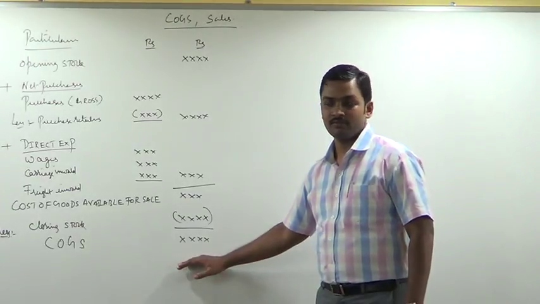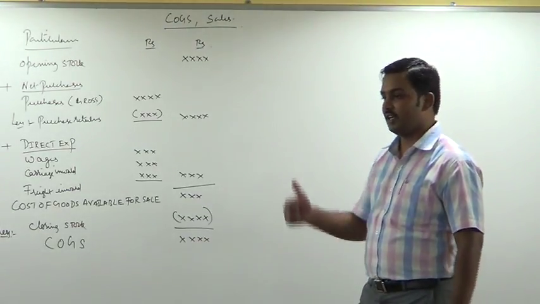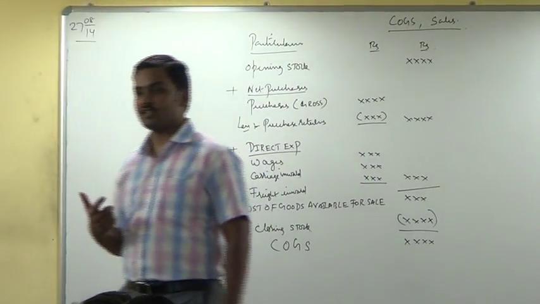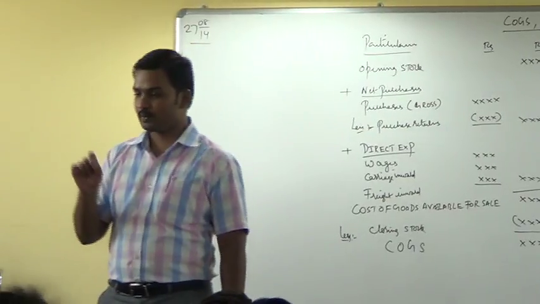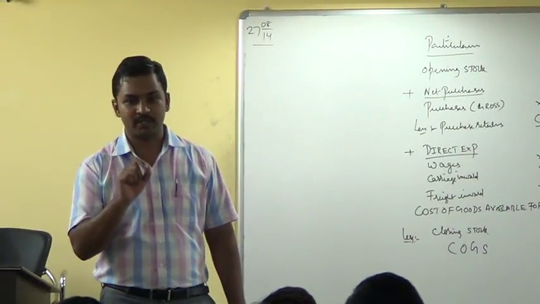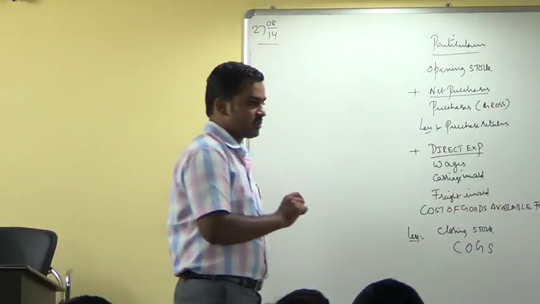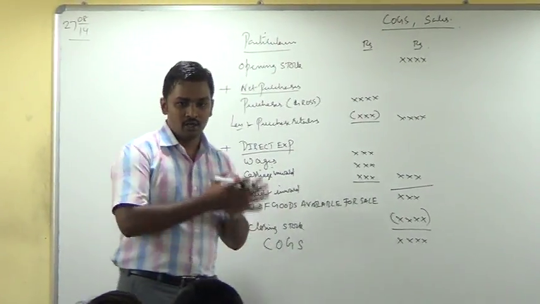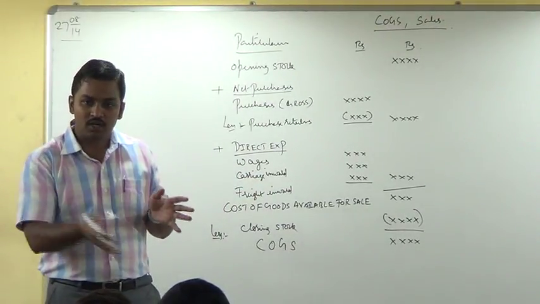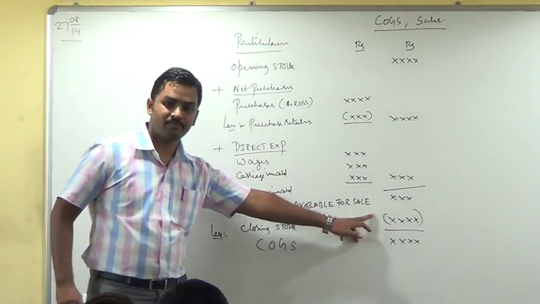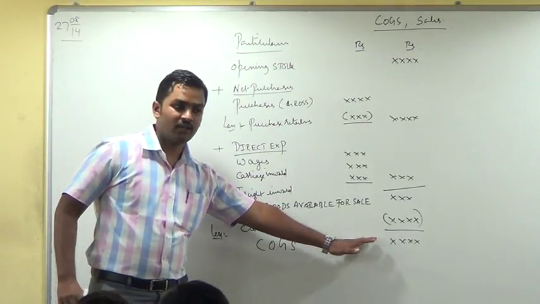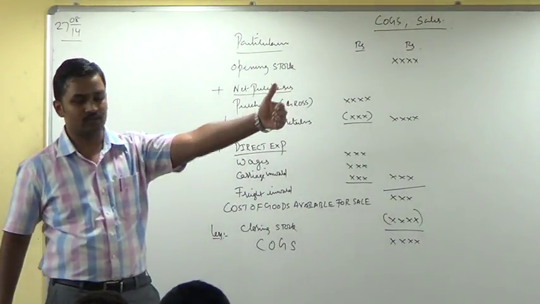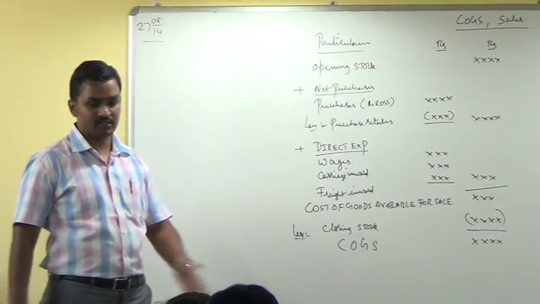Is it clear? So how do you get cost of goods available for sale? Opening stock and net purchases. What is my net purchases? Gross purchases minus purchase returns. Add direct expenses, you will get cost of goods available for sale. So during the year, whatever goods are available, the cost price of all the goods is this much. If you subtract closing stock, you will get the cost price of goods which have been actually sold. Note it down, please, everyone.